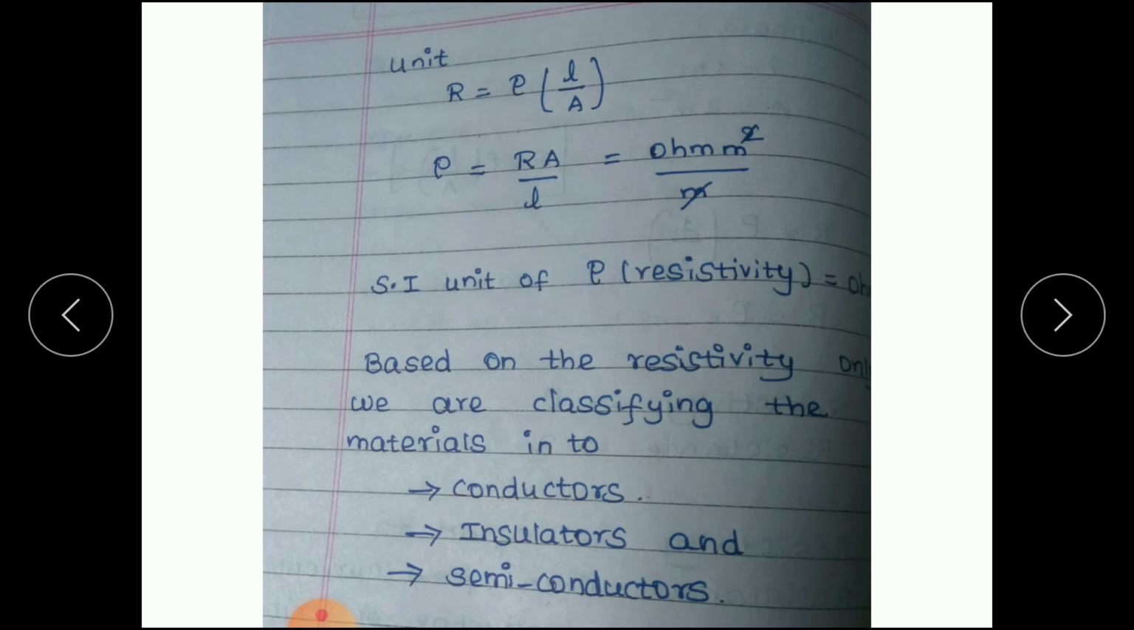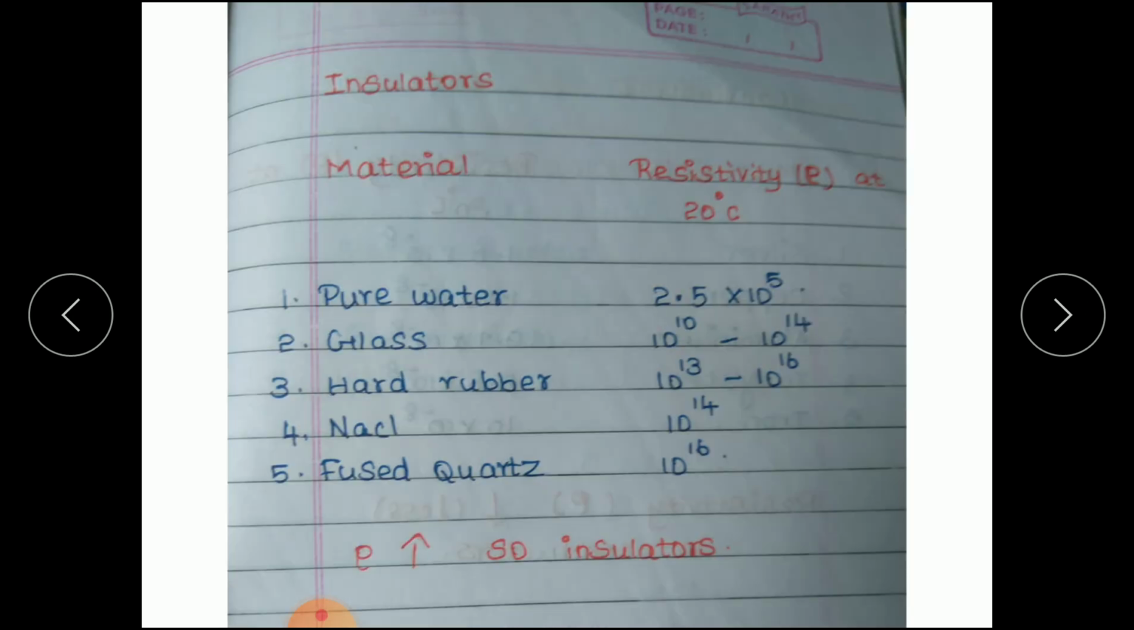Okay, so based on the resistivity only, we are classifying the materials into conductors, insulators and semiconductors. First we are going to discuss the insulators. In insulators, the resistivity value will be very large. So insulator means the resistivity value will be very high. Now see, pure water has a resistivity of 2.5 into 10 to the power 5. Likewise glass has 10 to the power 10 up to 10 to the power 14. So the resistivity will be very high for the insulators.